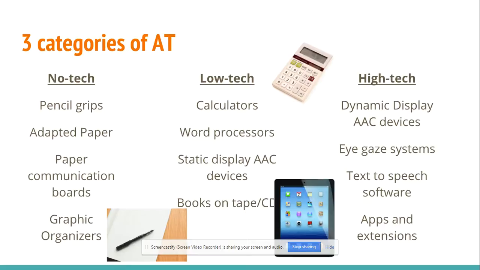So this would be maybe a dynamic display AAC device that changes based on where the student touches it. An eye gaze system, so maybe a communication system that a student uses their eye gaze to control. Text to speech software, and then apps and extensions as part of a computer or an iPad or a tablet that a student would have to go in and manipulate on an electronic device.